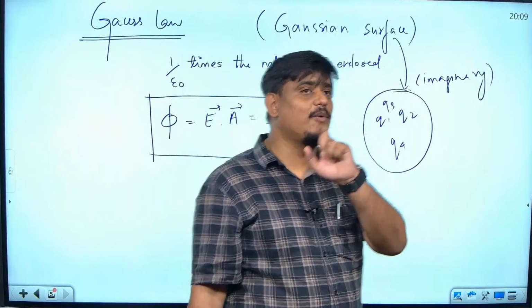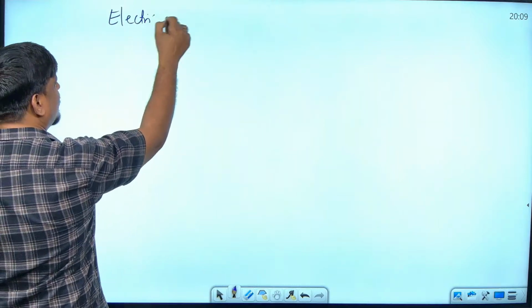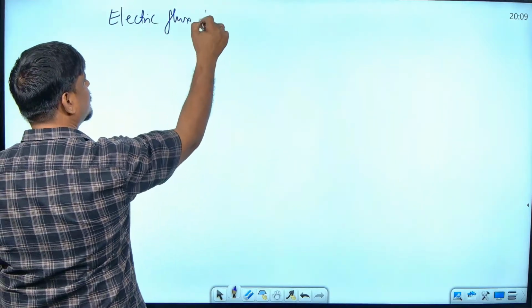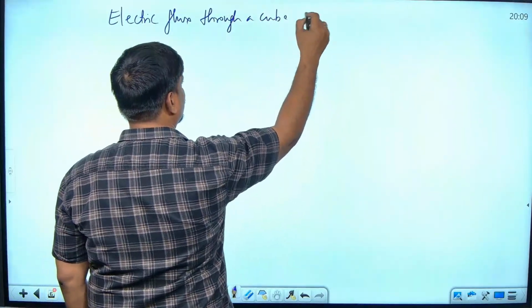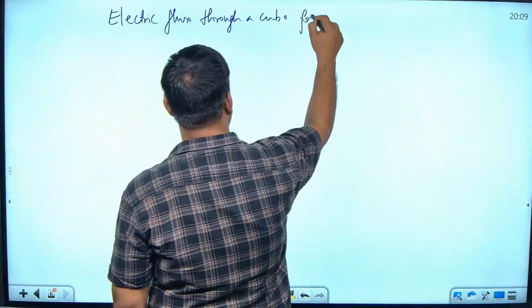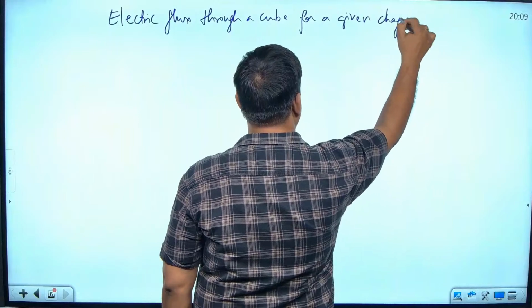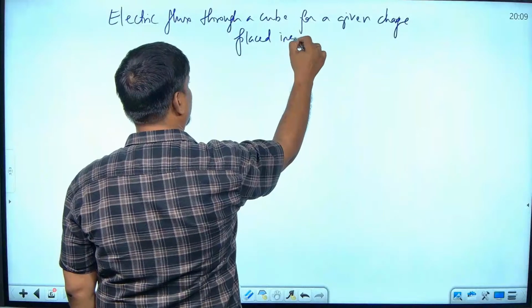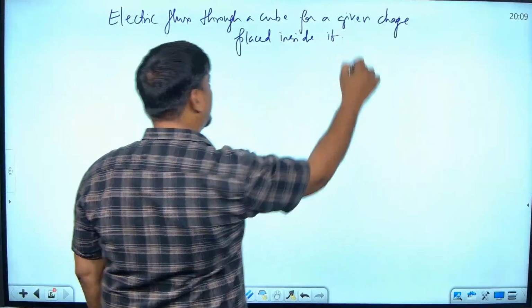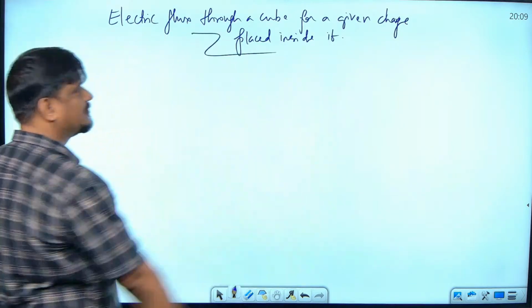Okay. So, now what we are going to learn, give the heading as electric flux through a cube for a given charge placed inside it. Very logical thing we are going to learn. This is actually there in the competitive section. Let us learn this. Shall I?